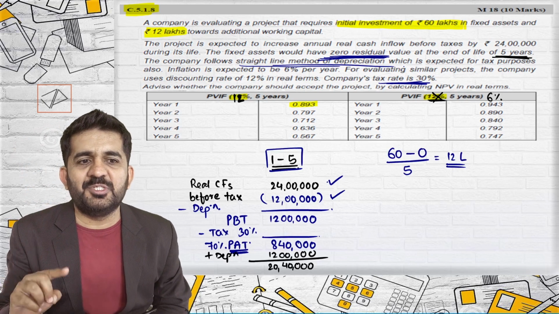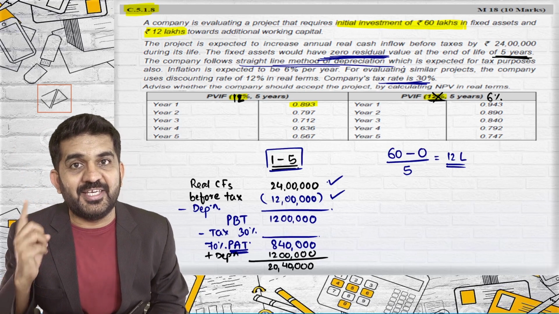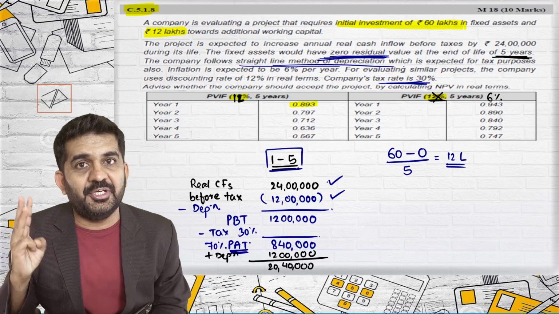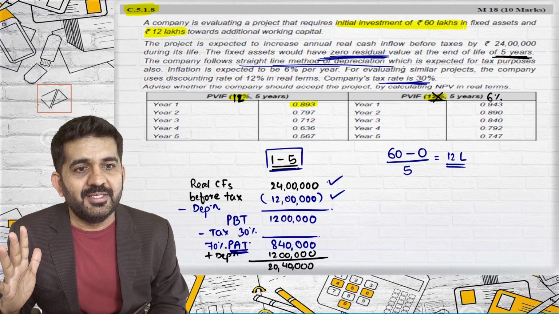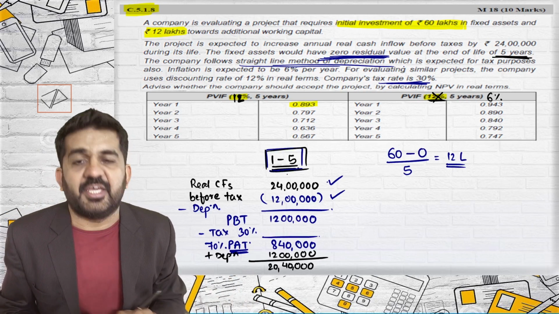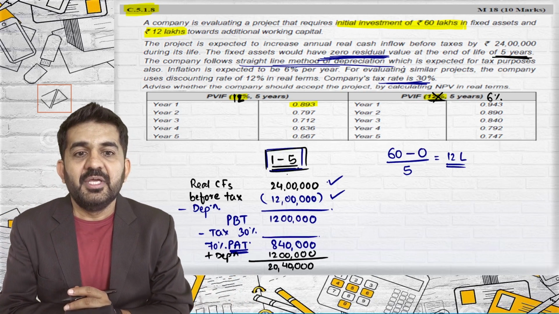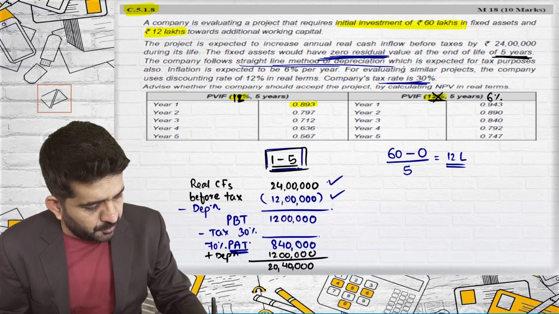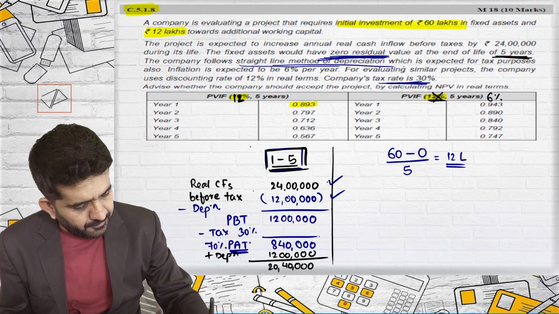20 lakh 40,000, sir, will be the cash flow for the first year. Second year, yes. Third year, yes. Fourth year, yes. Fifth year, yes. So instead of drawing 5 columns, I have written that in all the years my cash flow is going to remain the same. Sir, how did you get the hint that we should prepare only one column?